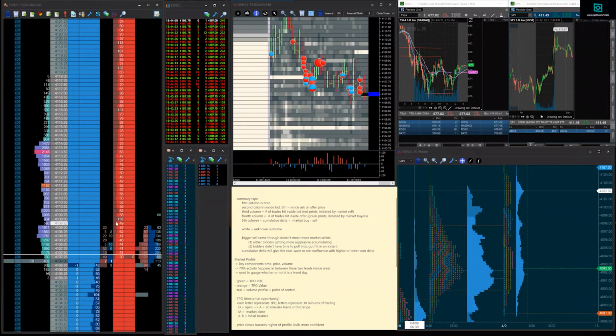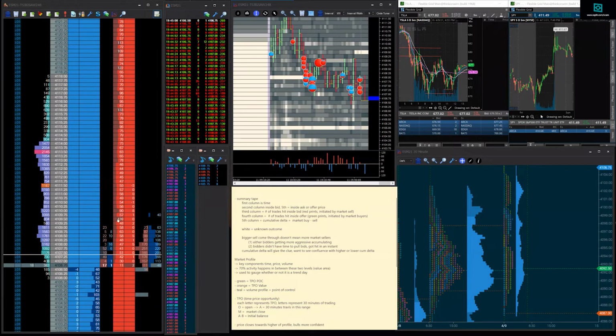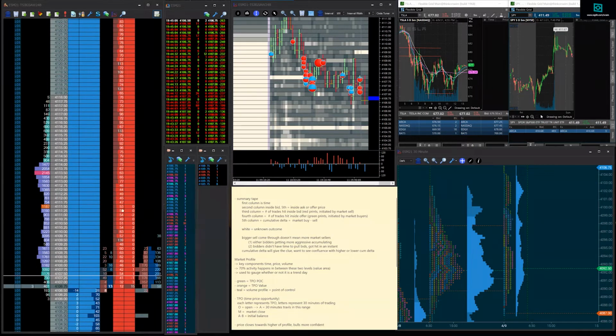And then vice versa, right? This is the ask side, and at a price point here you have 139 market sell orders at 4109.50, and you can see these levels as your levels of resistance.